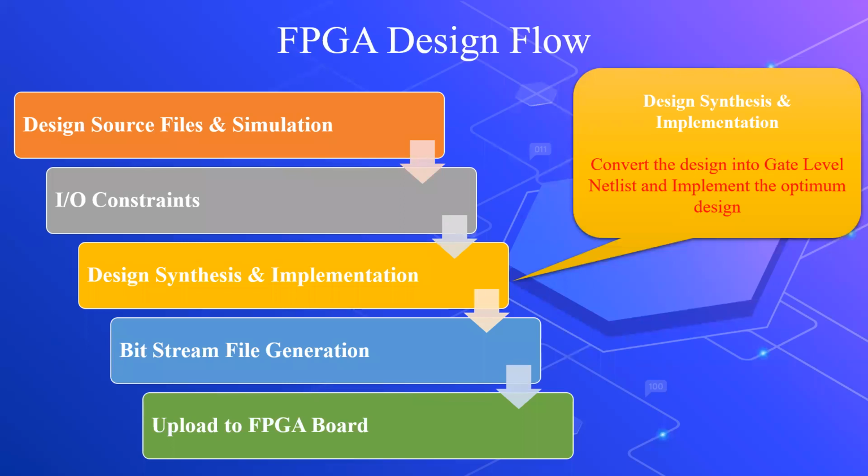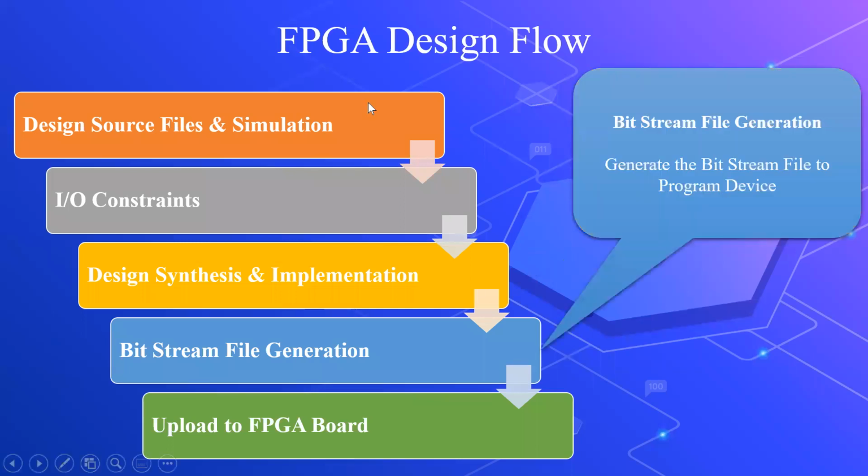And coming to the implementation process, we are placing all the gate level netlist file contents into the right places of the configurable logic blocks of the FPGA, and we are making the routing in between the CLBs based on our design. And finally, we can identify the optimum routing, optimum placing, and optimum utilization of input and output terminals by using this implementation process. And next step, bit stream file generation.